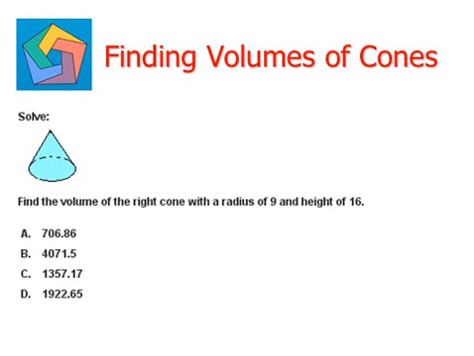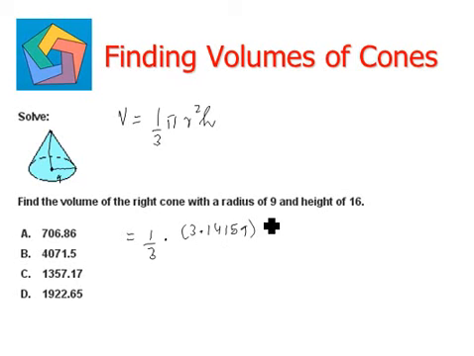Find the volume of the right cone with a radius of 9 and a height of 16. Now we know that this is a cone with radius 9 and a height of 16. So the formula remains the same, 1/3 pi r squared h. We'll plug in the values. We get 1/3 times pi, which is 3.14159, r squared that is 9 squared, and a height of 16.